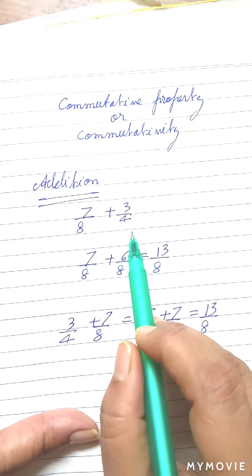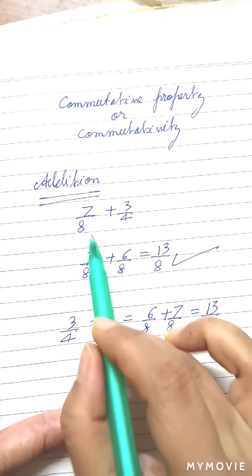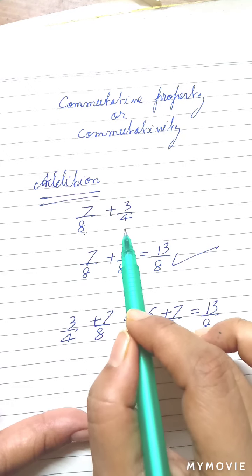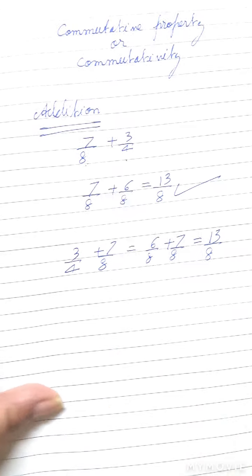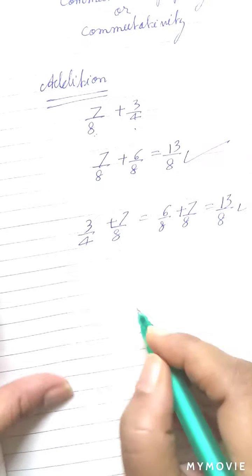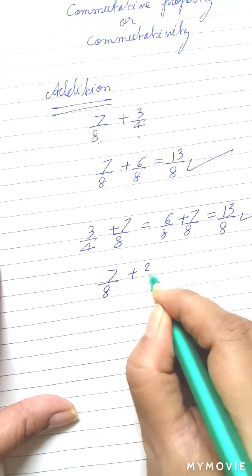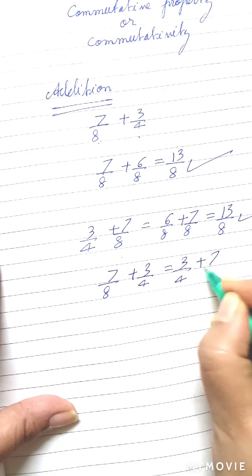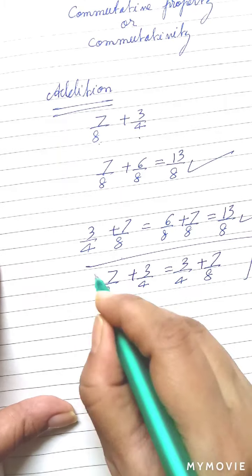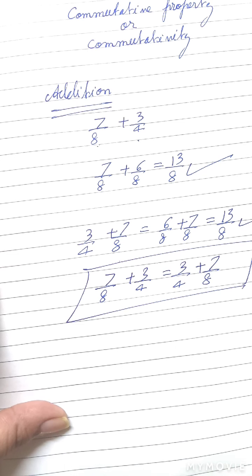We have 7 by 8 plus 3 by 4. We have got 13 by 8. So 7 by 8 plus 3 by 4 is going to be 13 by 8. And 3 by 4 plus 7 by 8 is again going to be 13 by 8. So we can write it like this: 7 by 8 plus 3 by 4 is equal to 3 by 4 plus 7 by 8. So addition obeys commutativity in case of rational numbers.